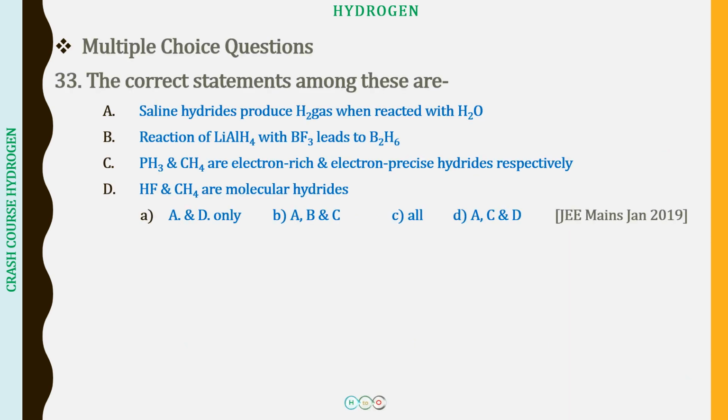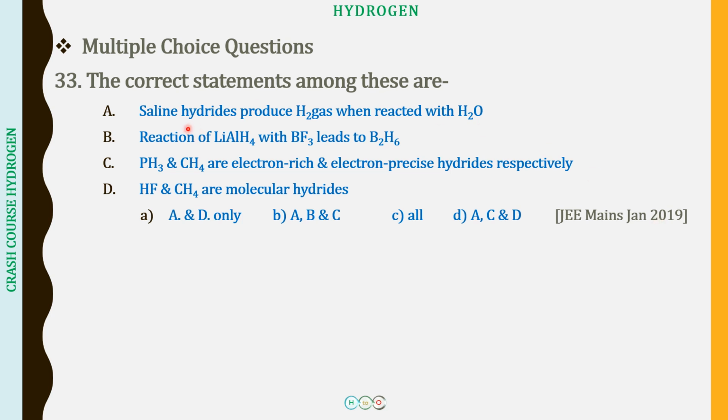Now the next question we have is: the correct statements among these are: saline hydrides produce H2 gas when reacted with water. Reaction of lithium aluminium hydride with BF3 leads to B2H6 formation. PH3 and CH4 are electron rich and electron precise hydrides respectively. HF and CH4 are molecular hydrides. The choices are A and D only, ABC, all, ACD, and this was asked in JEE Mains January 2019.